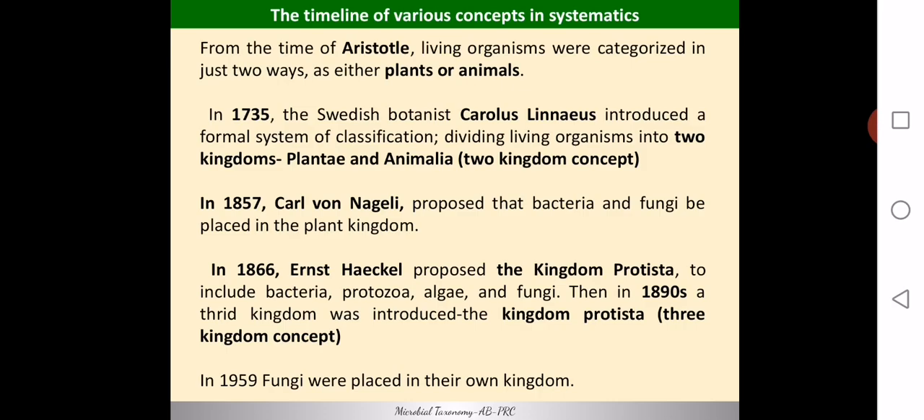Thereafter in the 1860s, Ernst Haeckel proposed the three kingdom concept, in which the kingdom Protista was added. The kingdom Protista included bacteria, protozoa, algae, and fungi, the smaller groups of organisms. So they were taken out of the plant kingdom and included in another kingdom called Protista. That was done by Ernst Haeckel in the 1860s, and this concept is called the three kingdom concept.